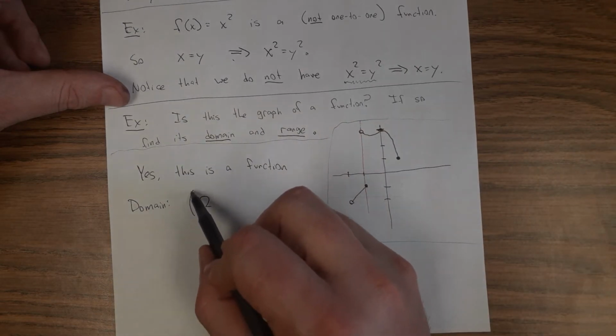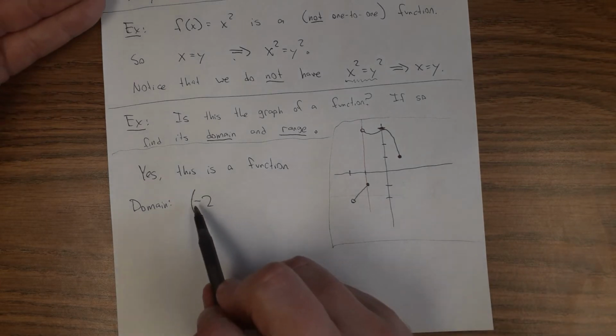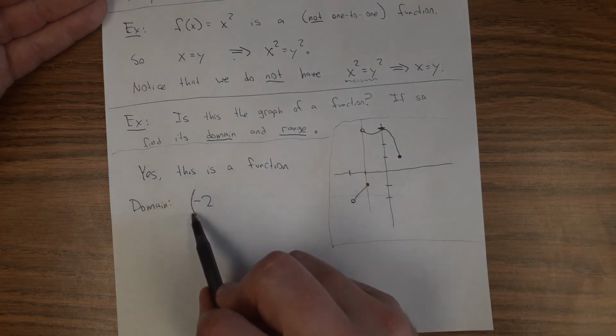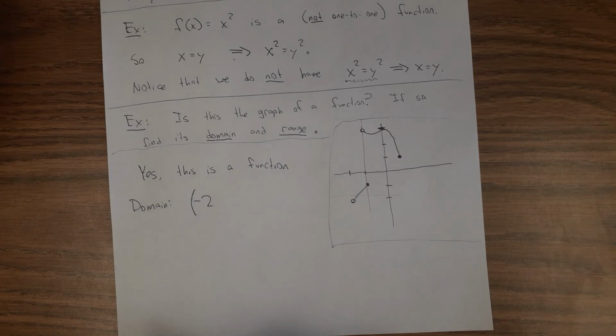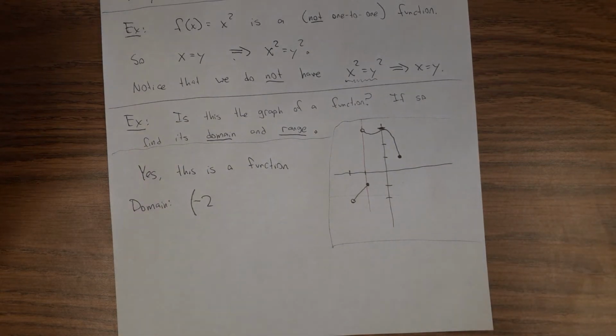When I draw parentheses, that means I'm doing the interval that starts at -2 but does not include -2. It includes -1.9, it includes -1.99999, but it does not include -2. It includes everything up to -2, but not -2 itself.